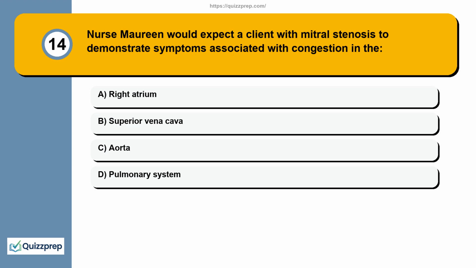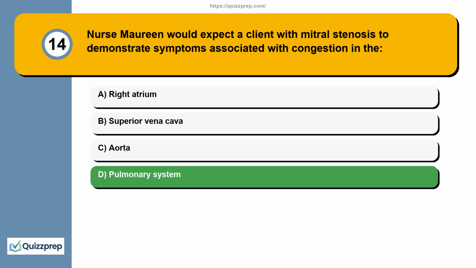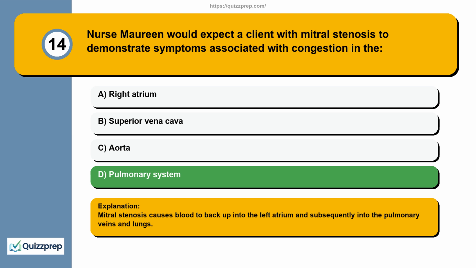Question 14. Nurse Maureen would expect a client with mitral stenosis to demonstrate symptoms associated with congestion in the right atrium, superior vena cava, aorta, pulmonary system. Mitral stenosis causes blood to back up into the left atrium and subsequently into the pulmonary veins and lungs.